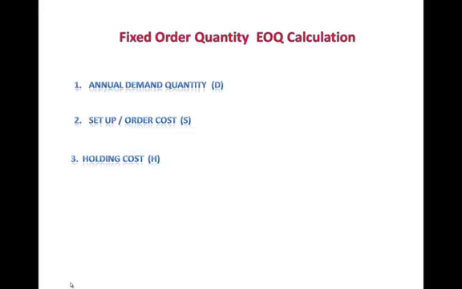The third item we need to know is our holding cost. This holding cost is how much does it cost us to keep one inventory item in our stock over a period of a year. The formula to calculate the EOQ consists of the square root of 2 times the annual demand times the setup cost divided by the holding cost.